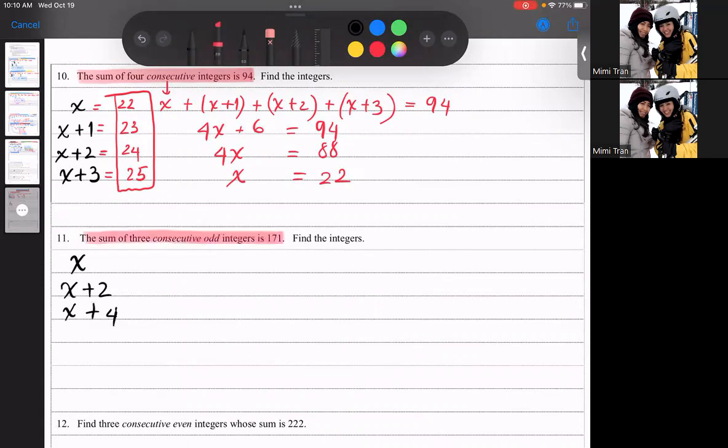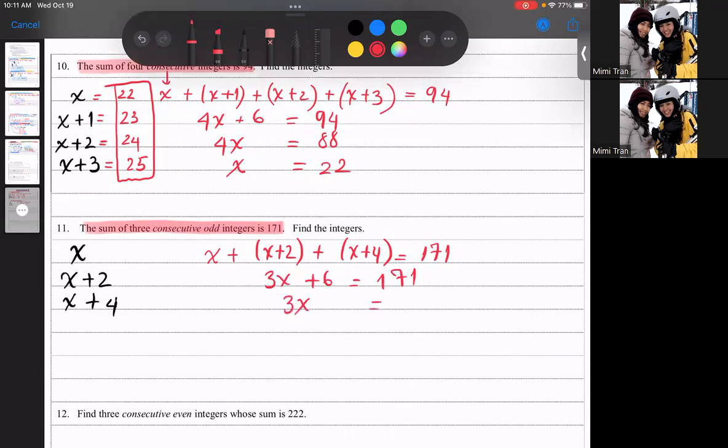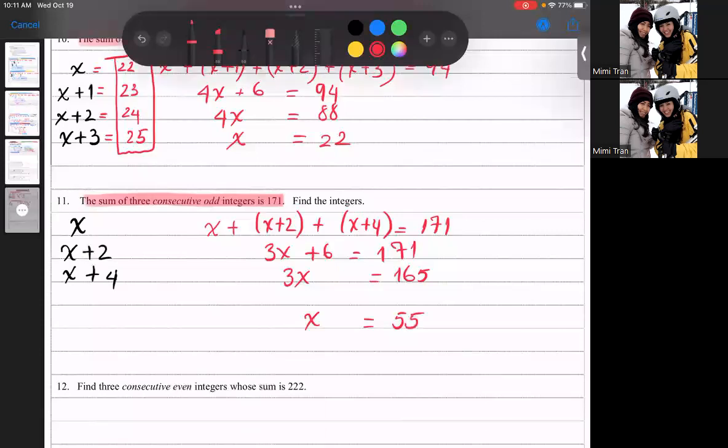The sum is 171. So that means x plus (x plus 2) plus (x plus 4) equals 171. x plus x plus x is 3x. 2 plus 4 is 6, equals 171. Subtract 6 from both sides. 165. Right. Divide both sides by 3. 16 divided by 3 is 5. 15 divided by 3 is 5. 55. Why don't you try number 12?